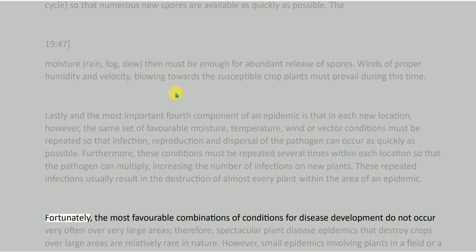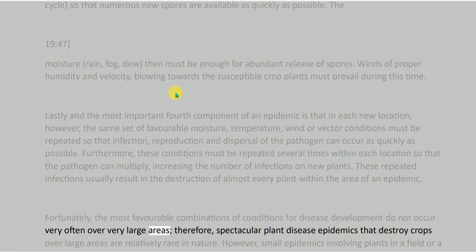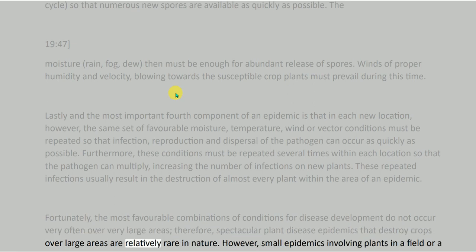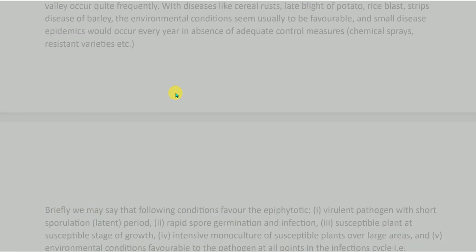Fortunately, the most favorable combinations of conditions for disease development do not occur very often over very large areas. Therefore, spectacular plant disease epidemics that destroy crops over large areas are relatively rare in nature. However, small epidemics involving plants in a field or a valley occur quite frequently. With diseases like cereal rusts, late blight of potato, rice blast, stripe disease of barley, the environmental conditions seem usually to be favorable, and small disease epidemics would occur every year in absence of adequate control measures, chemical sprays, resistant varieties, etc.